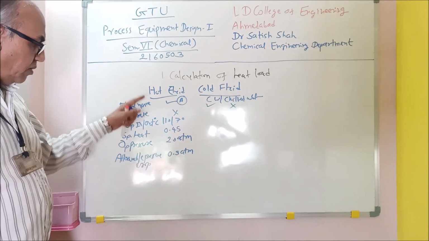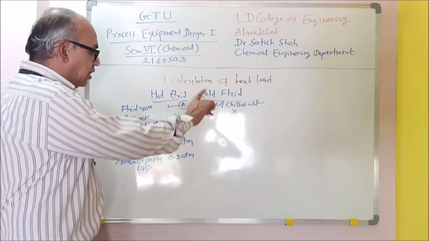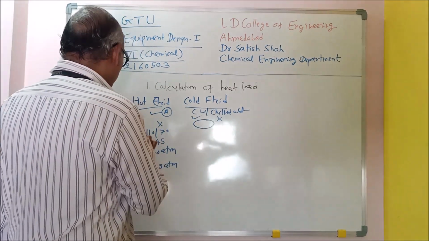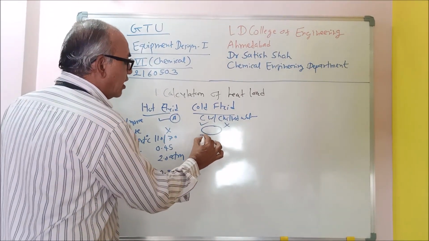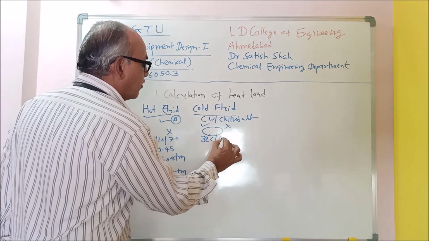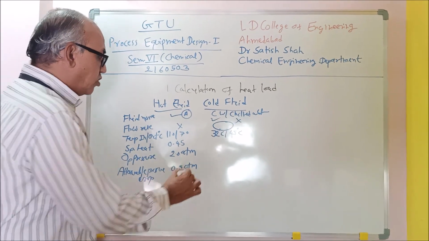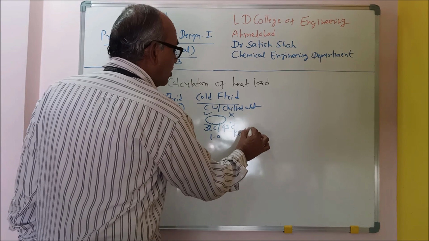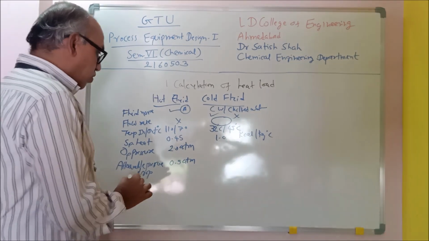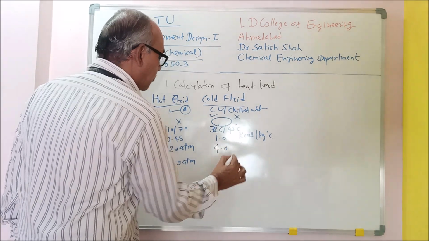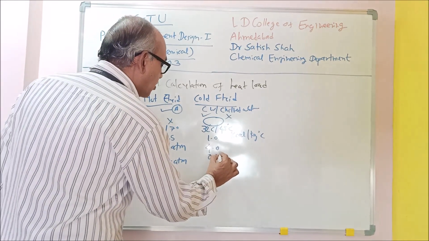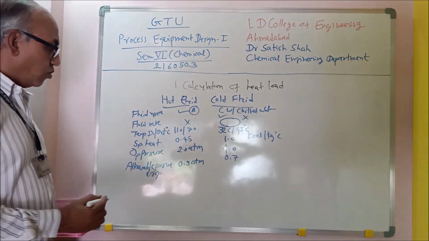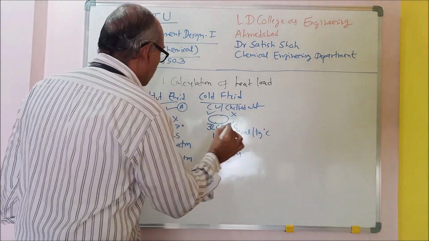Now this is as far as the process side is concerned. This is the utility side, where I have to calculate the flow rate of the cooling water, that I will calculate later on. Temperature in and out, let us say we fix at 32 and 45 degrees Celsius. The specific heat of this will be 1. Here the unit is kilocalorie per kg degree Celsius. Operating pressure here is, let us say, 4. And the allowable pressure drop is say 0.7 kg force per centimeter square, or atmosphere. So this is now known to us.